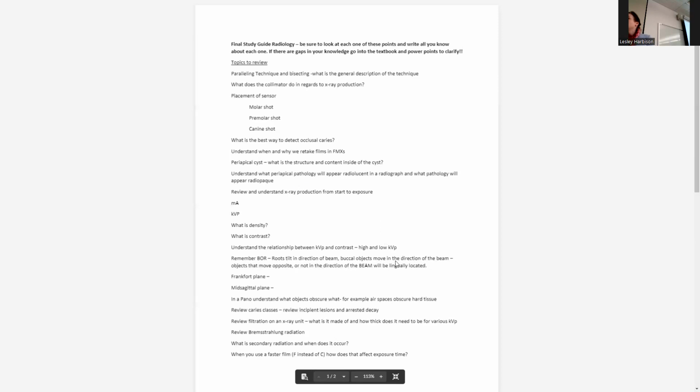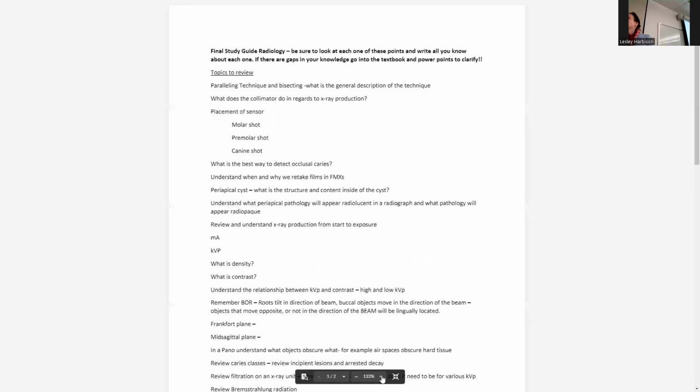Understand what periapical pathology will appear radiolucent in a radiograph and what pathology appears radiopaque. So I think that's probably trying to get you to think of condensing osteitis versus periapical abscess, because it says pathology. So I think it's just saying pay attention when you look through that periapical abscess slide deck to what looks radiolucent, which most of it will, and what looks radiopaque, which is mostly the condensing osteitis, and then a little bit of the other one that I can't think of the name of. The one that's kind of a mix, it has connective tissue in it, yes, granuloma. I have to pull up the PowerPoint. My brain's not functioning sharp enough.